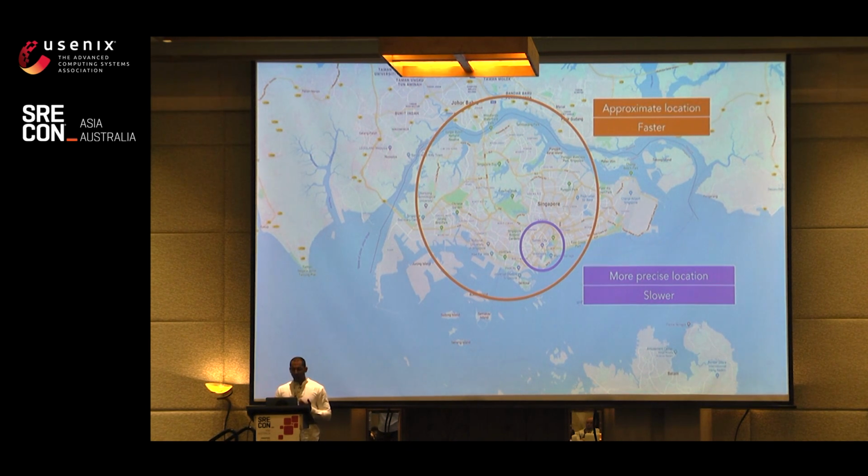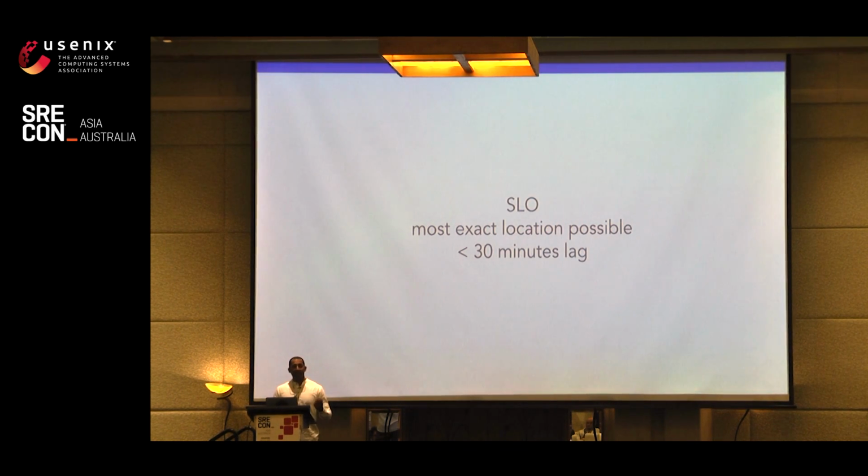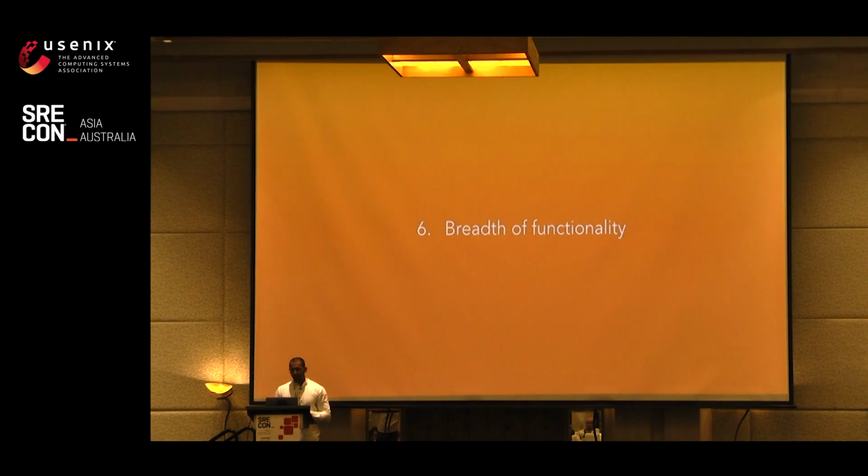If we understand our user, we see this as a trade-off between whether job seekers want faster delivery of jobs to the site, or do they want more precise locations of the jobs. As I described before, job seekers are willing to tolerate some degree of irrelevance. And so we can set an SLO that says we want the most exact location possible as long as it's less than 30 minutes lag to the site. And if it's going to take more than 30 minutes, we just skip the exact location and give the approximate location.